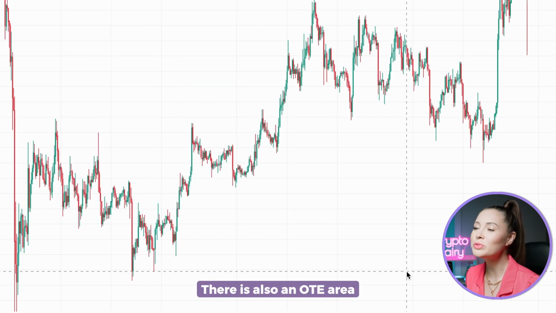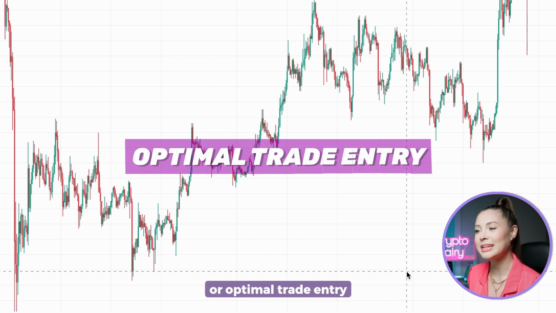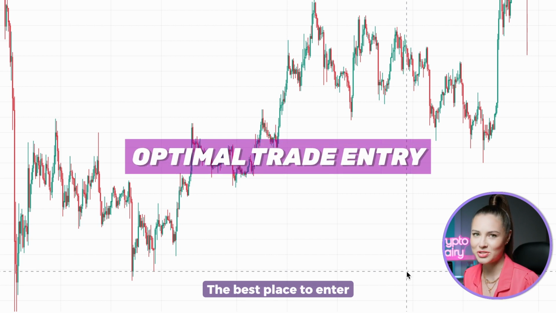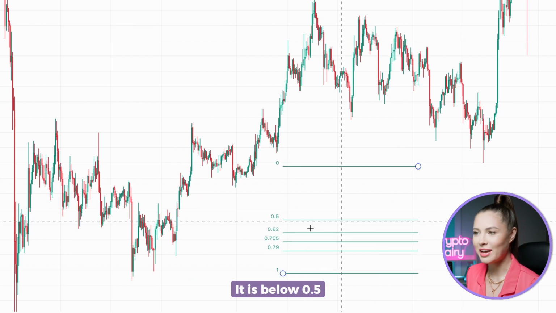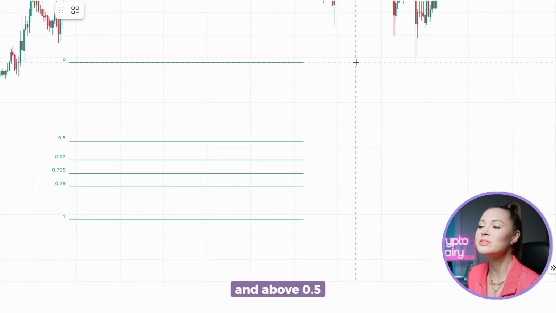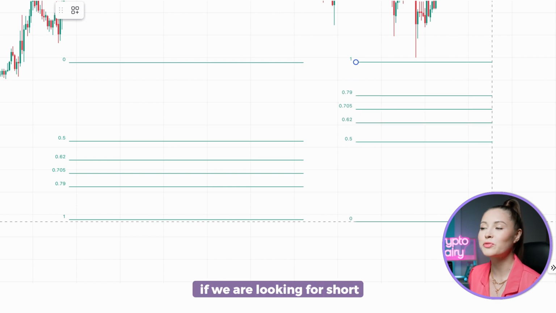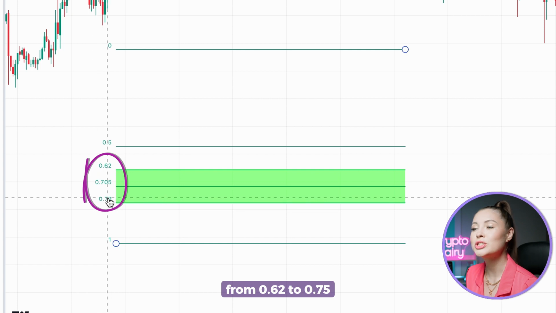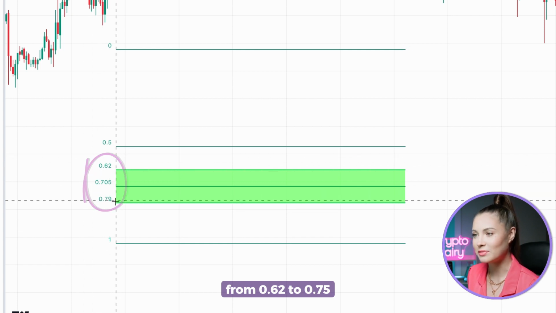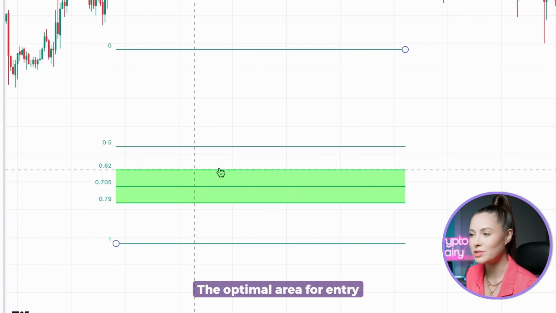There is also an OTE area, or optimal trade entry, the best place to enter a trade with the Fibonacci grid. It is below 0.5 if we are looking for long and above 0.5 if we are looking for short. Here is the area from 0.62 to 0.75, the optimal area for entry.